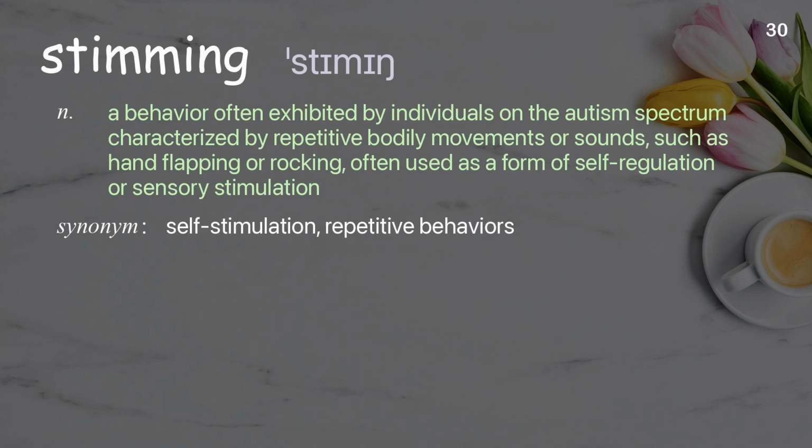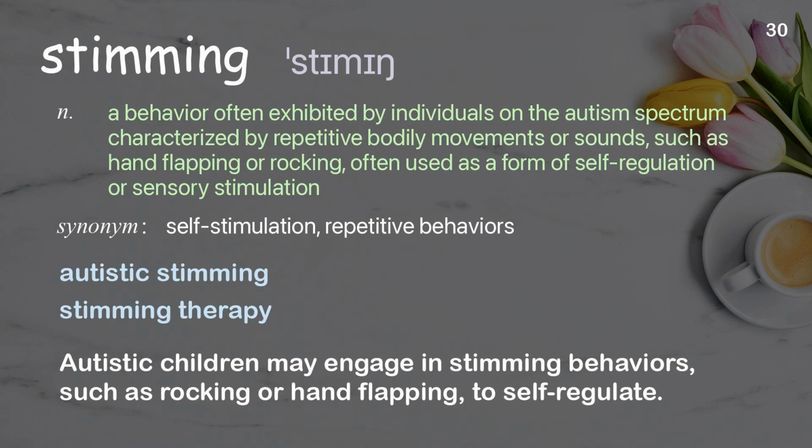Stimming. A behavior often exhibited by individuals on the autism spectrum, characterized by repetitive bodily movements or sounds, such as hand flapping or rocking, often used as a form of self-regulation or sensory stimulation. Examples: Autistic stimming. Stimming therapy. Autistic children may engage in stimming behaviors, such as rocking or hand flapping, to self-regulate.